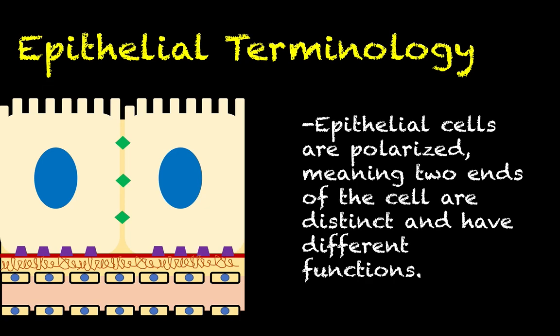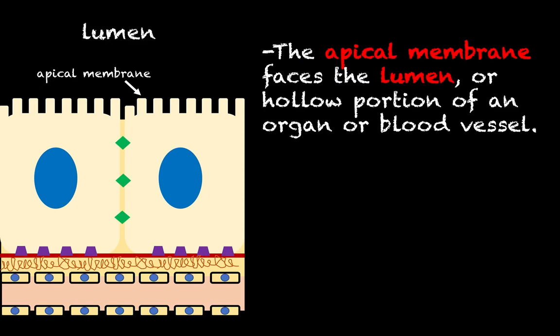Let's introduce some epithelial cell terminology. First, we need to understand that epithelial cells are polarized. To this end, polarization basically means that the cell has two distinct ends, very much like a magnet has a north pole and a south pole, and these two ends of the cell are very distinct and have very different functions, largely due to the fact that the two ends of the cells have different types of proteins that are embedded in the two membranes.